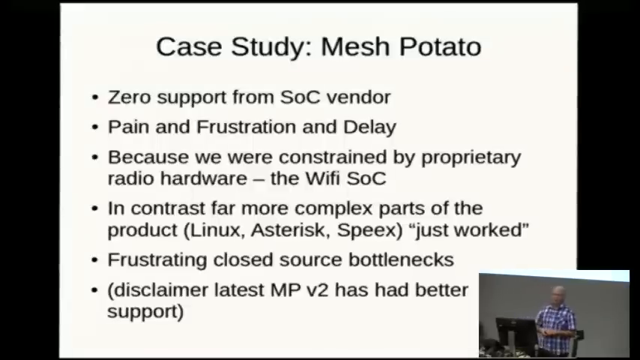In contrast, we had some far more complex parts of the system. If you think of what goes on in an operating system, we were using Asterisk, IP PBX, Speex speech compression. All those things just worked. We hit make and they were running. And yet we were really just held back by this closed hardware radio device. So, some very frustrating closed-source bottlenecks. And just a disclaimer, the latest Mesh Potato apparently has had much better support from the vendor, so it's good to see some things are changing.